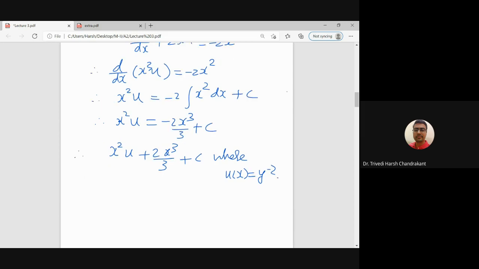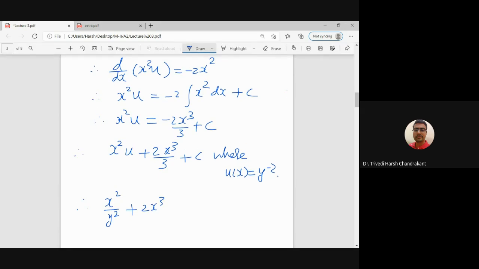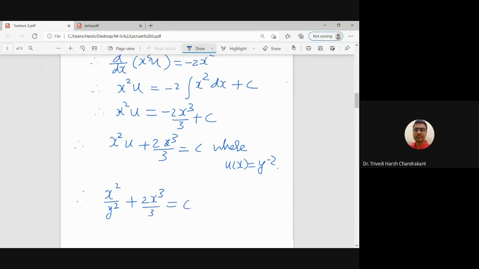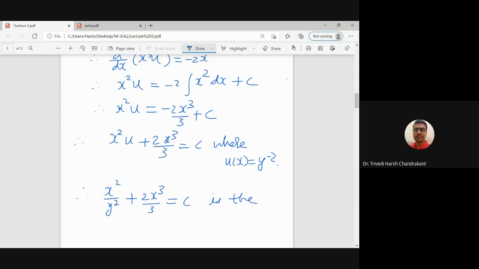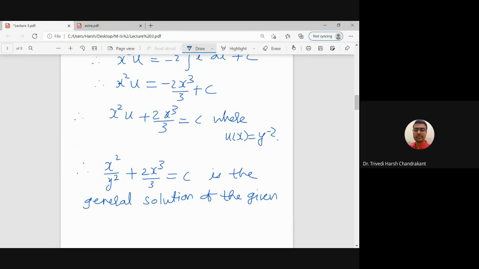And we want the solution finally in terms of x and y, not in terms of x and u, because u is the substitution. So we will substitute u again, and we get the final solution is x square by y square plus, yeah, so this is a mistake, should be equal here. So this will be the general solution of the given Bernoulli equation.